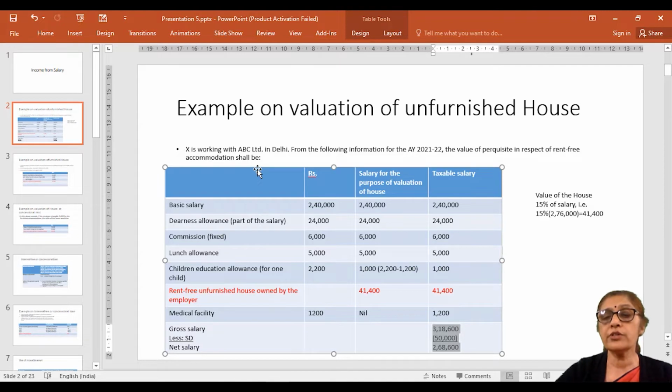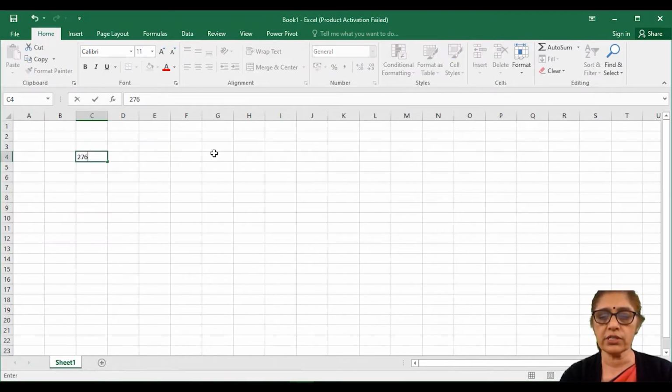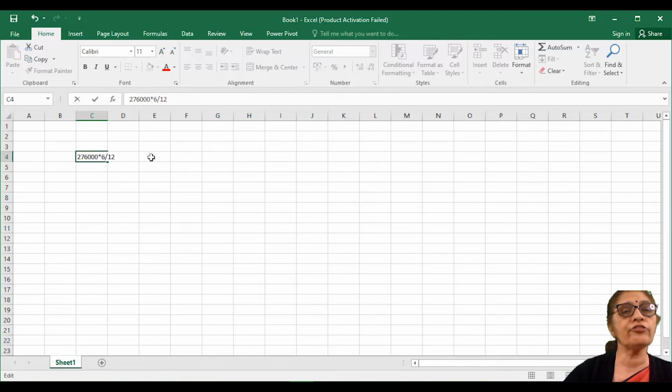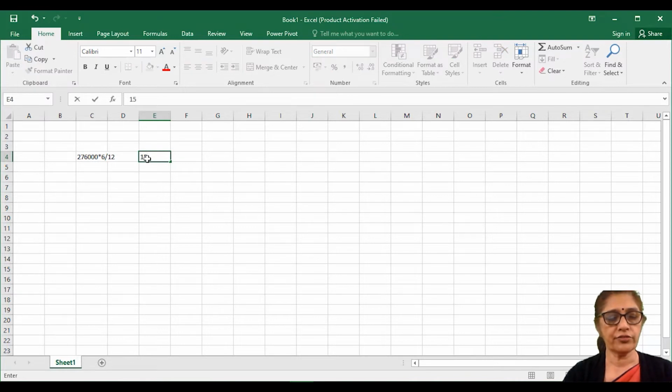Had this house been given to the employee for not the entire year but say for 6 months, then of this 2,76,000, the salary would be calculated for the entire year. But for the purpose of the house, the salary that we have for the whole year is 2,76,000. Of this, we shall first find out half. So of this 2,76,000, we shall consider salary for 6 months. And of that salary, we shall find out 15%.